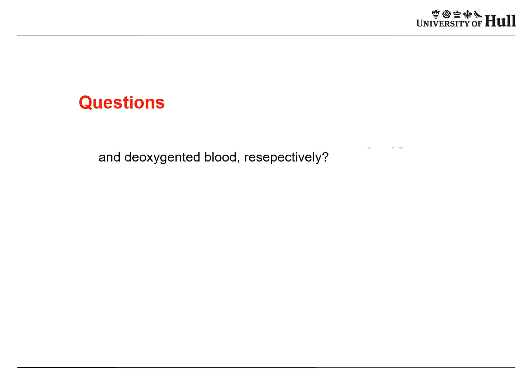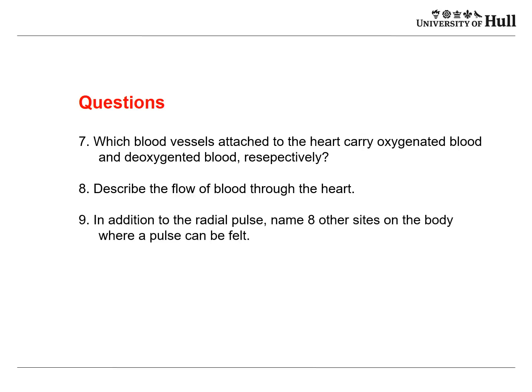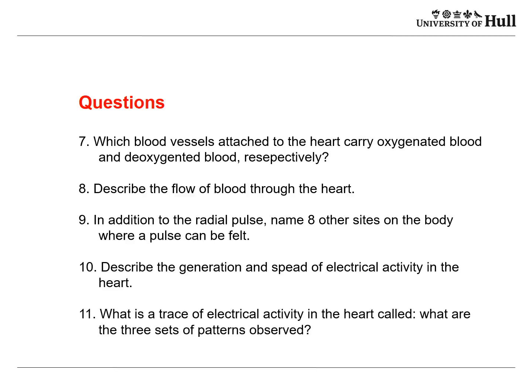7. Which blood vessels attached to the heart carry oxygenated blood and deoxygenated blood, respectively? 8. Describe the flow of blood through the heart. 9. In addition to the radial pulse, name 8 other sites on the body where a pulse can be felt. 10. Describe the generation and spread of electrical activity in the heart. 11. What is a trace of electrical activity in the heart called? What are the 3 sets of patterns observed?